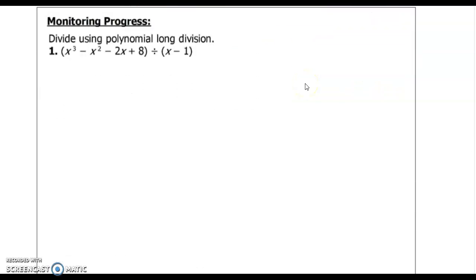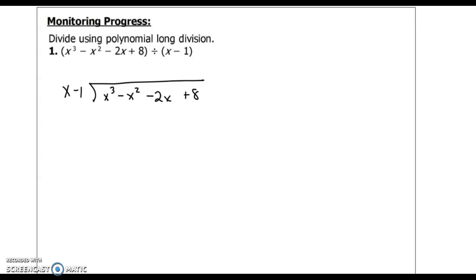Okay, this is covering the monitoring progress extra examples from the lesson covering polynomial long division in section 4.3. All right, so this is a second round of practice. So we are dividing by x minus 1. What is being divided is x cubed minus x squared minus 2x plus 8.